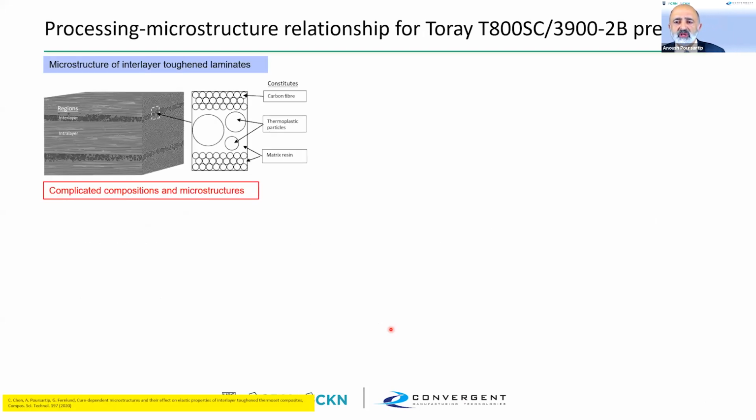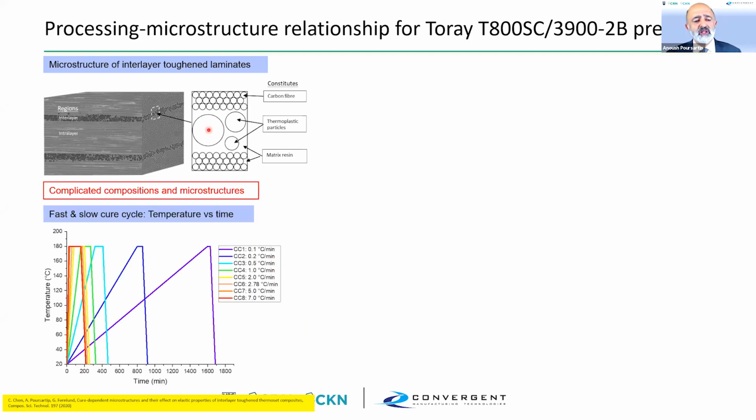So the material we're going to look at is a Toray 3900-2 material, which is a toughened interlayer composite, which is used extensively in commercial aircraft. This material has an interlayer which is toughened with thermoplastic particles. And we're running it through a large number of cycles, where we run it at an excruciatingly slow 0.1 C per minute, all the way to a very fast 7 C per minute. And we're going to look at the resulting microstructure and properties.